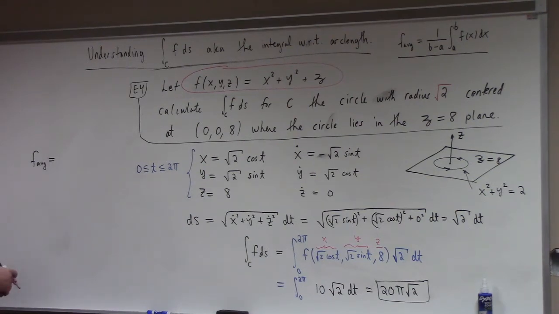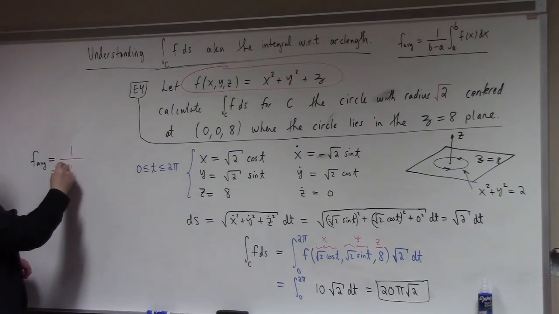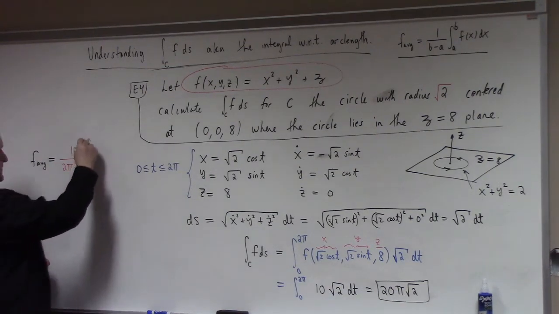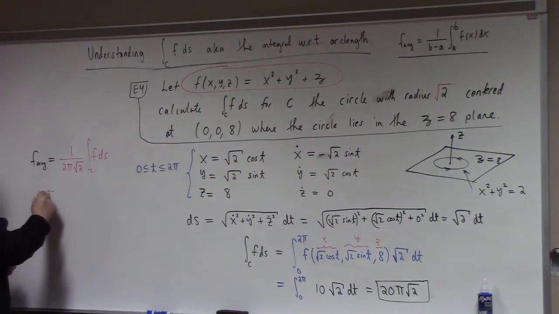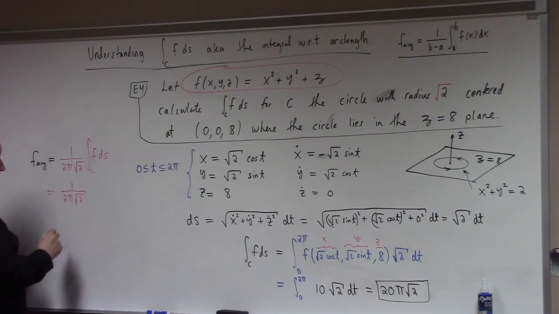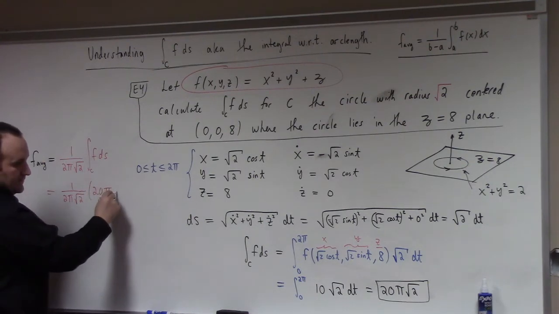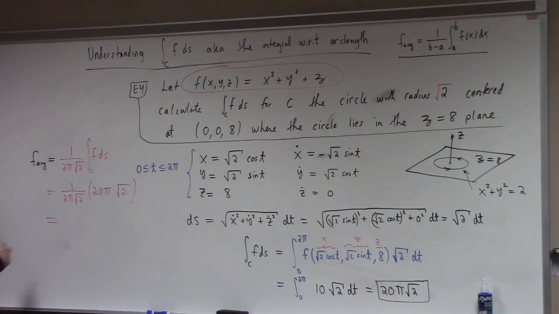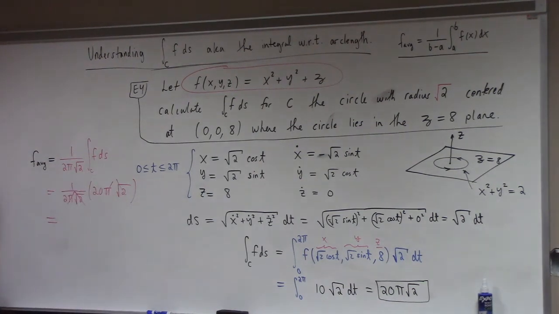So the circumference of this circle of radius root 2 is 2 pi square root of 2, right? And then the integral of f over the curve ds, divided by that, that's the average, right? So that's 1 over 2 pi square root of 2 times 20 pi square root of 2. So what's the average? It's equal to, the pi's are canceling, the square roots of 2 are canceling, 10.